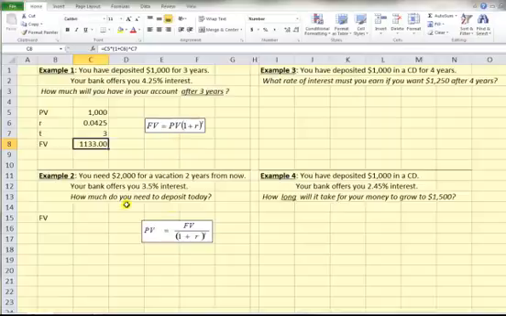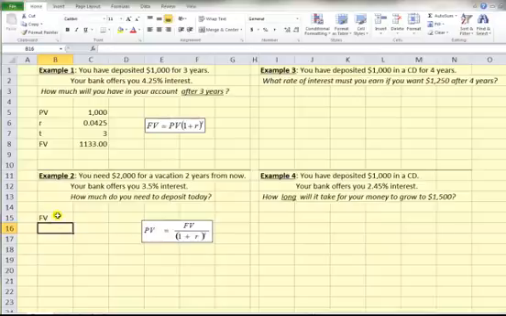Let's move on to example 2. Very often in the real world, you will face situations where you have a financial goal, and you will have to figure out what you need to do today in order to achieve that goal. In example 2, we have the following situation. You need $2,000 for a vacation 2 years from now, so you're planning ahead. Your bank offers you 3.5% interest. What you will need to determine is how much should you deposit today in order to have the $2,000 for your vacation 2 years from now.